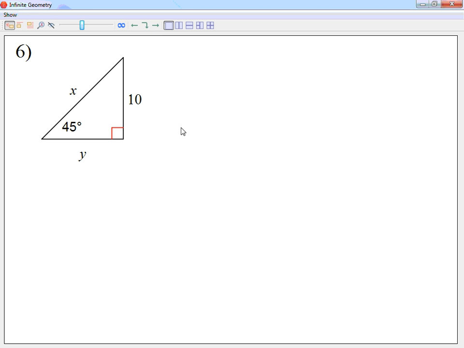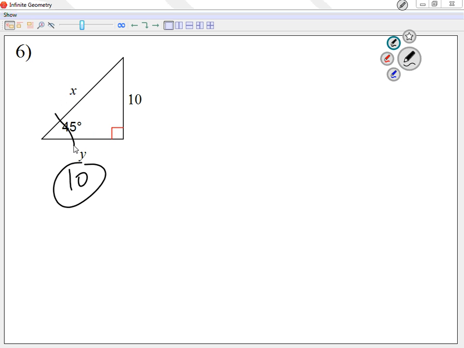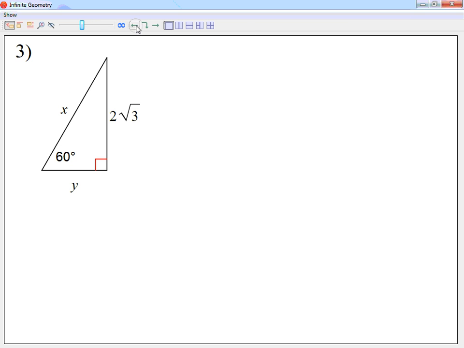So for question number 6, I know it's 45, 45, 90, the two sides are equal. So y is 10. I know for me to get to the hypotenuse, I multiply by radical 2. So I'm going to write 10. Like I said, write down the number you have, 10. Now I'm going to go times radical 2. Since they cannot be combined, that's it. Can you do number 4? Number 4.